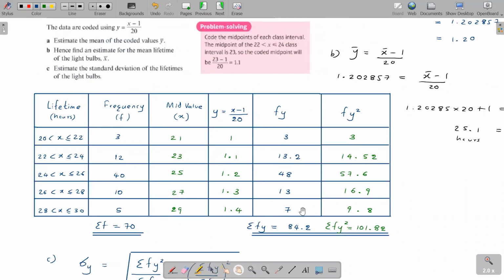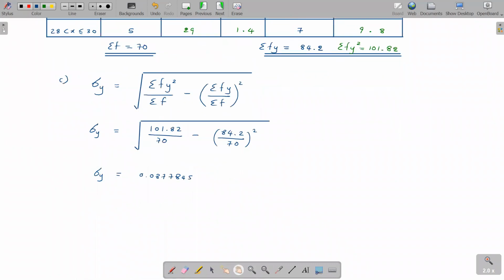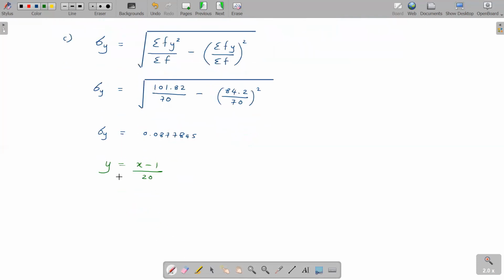I need to get sigma x. I have found sigma y. How do we get sigma x? Do you recall how to get the answer here? y equals (x minus 1) over 20. If you have that, how do you rewrite this with sigma? You get sigma y equals sigma x over 20, the minus 1 doesn't come. Sigma y is given to us as 0.0877845, which equals sigma x over 20, so multiply by 20.